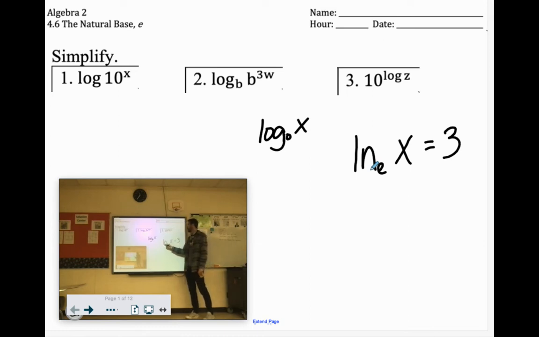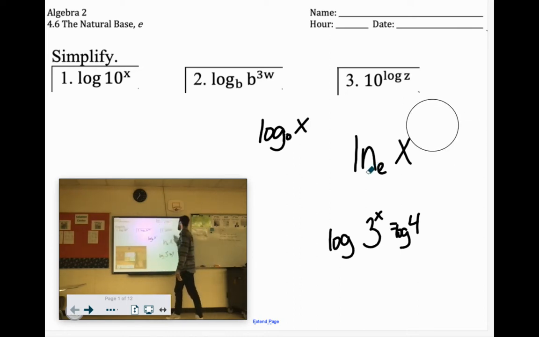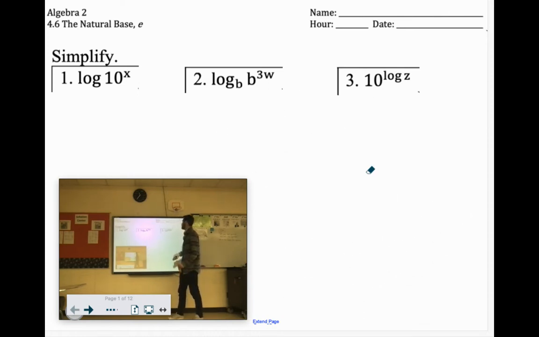So oftentimes when you get these kinds of problems, you know how earlier if you had 3 to the x power equals 4, we were logging both sides. You'd say log of 3 to the x equals log of 4. So now if you have e, you're going to ln both sides to cancel it out. Those are the inverse operations that we're dealing with, the natural logarithm. You use that natural base e.